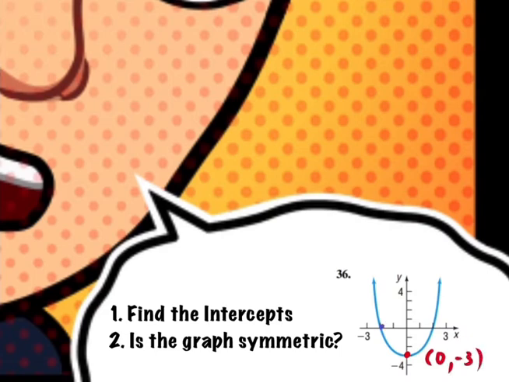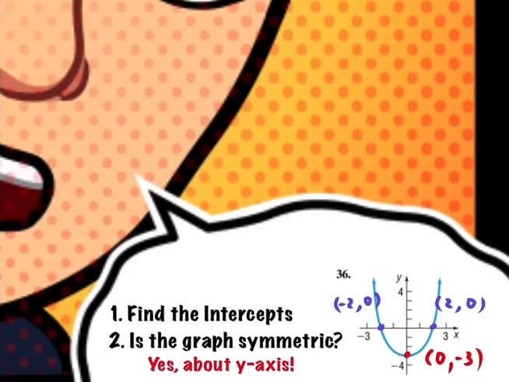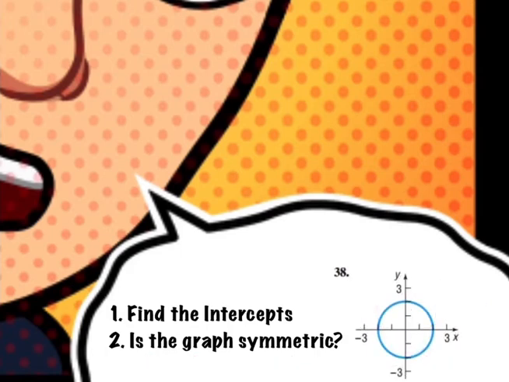So for number 36, we got the y-intercept at 0 comma negative 3. So there are two x-intercepts. One of them is negative 2 comma 0. Another one is 2 comma 0. So is the graph symmetric? Yes, about the y-axis.